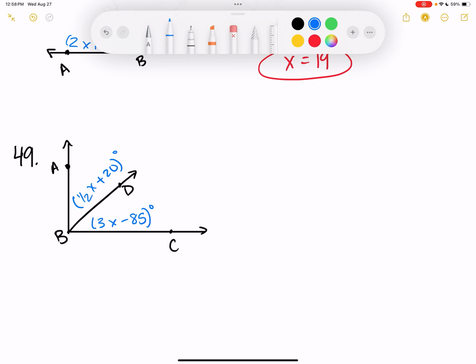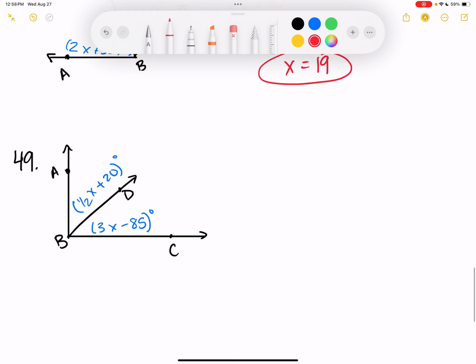So what do I need to do to solve for x? Make them equal to each other. Start out with them being equal to each other. So 1/2 x plus 20 equals 3x minus 85. Now what?